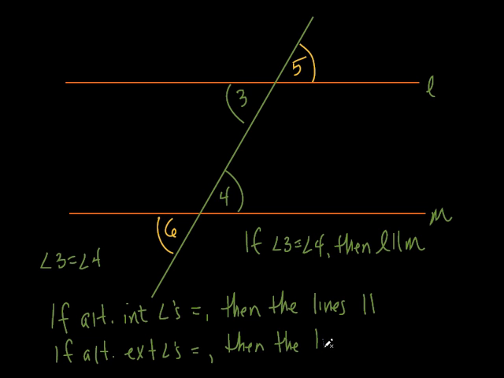So look, it ends up the same. Oops, I can't spell again. Then the lines are parallel. So if the alternate exterior angles are equal, then these two lines, L and M, must be parallel to each other. Let's see. So we had corresponding, we had alternate interior, alternate exterior. Was there another one? Let me look at my book. I think that's all of those type.